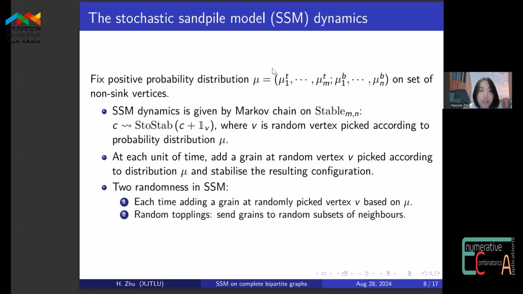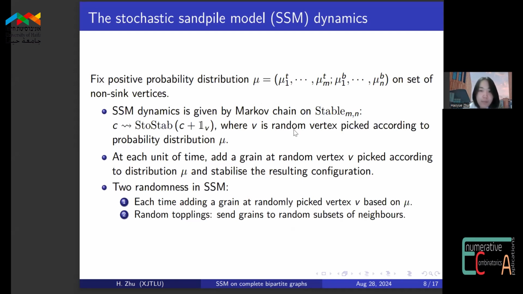introduce the dynamic in the stochastic sandpile models. We first have the positive probability distribution mu, from mu_1^t to mu_m^t. We also have from mu_1^b to mu_n^b. And also here we have the Markov chain on the set of the stable configurations on the complete bipartite graphs.